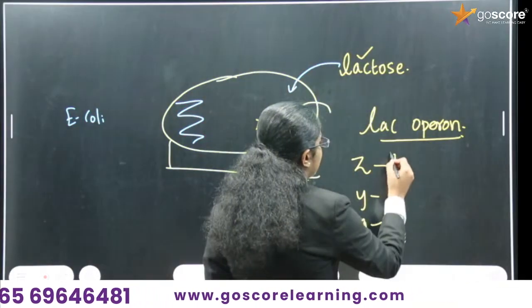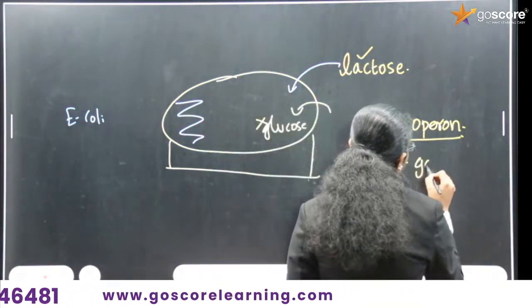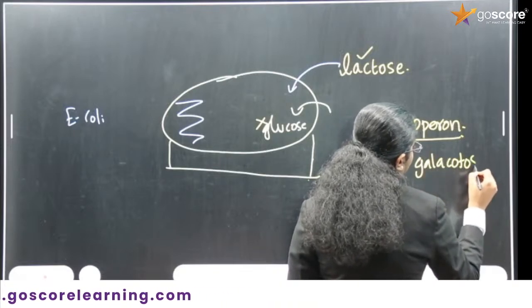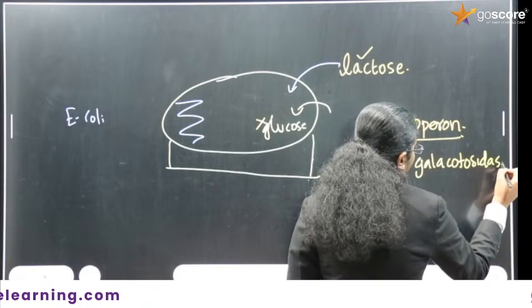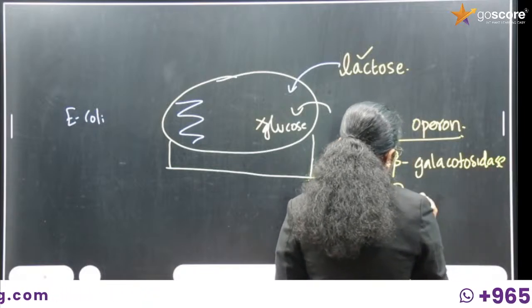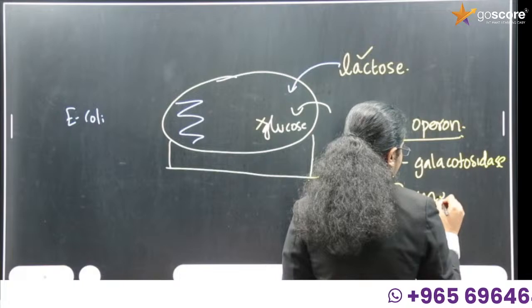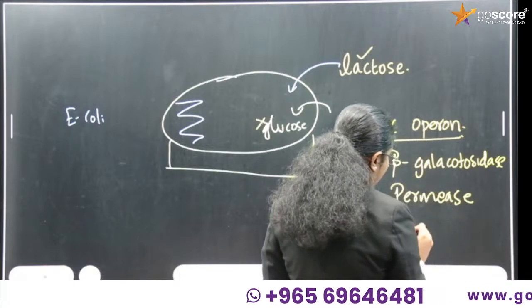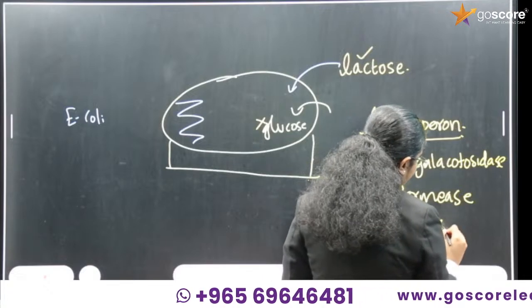Beta galactosidase is very important. The Y gene codes for permease, and the A gene for transacetylase.